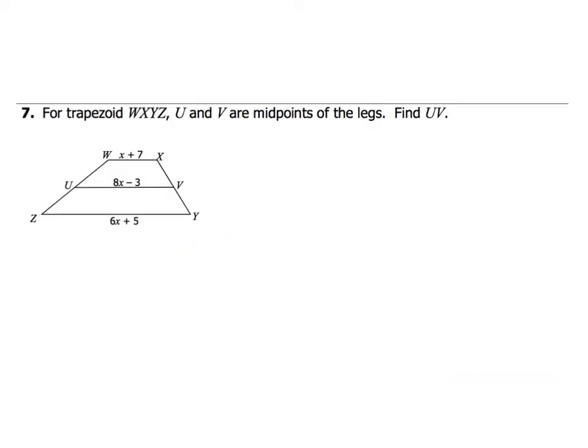Let's read through the problem carefully. For trapezoid WXYZ, U and V are midpoints of the legs. Find UV. So basically I have parallel sides, which are going to be my bases, and I have a mid segment. I'm going to go ahead and put parentheses around my mid segment because I need two mid segments, and that's going to equal my parallel sides, base 1 and base 2. So I set it up.